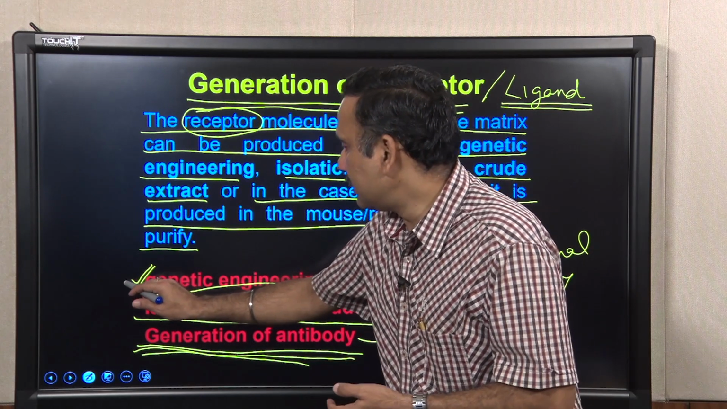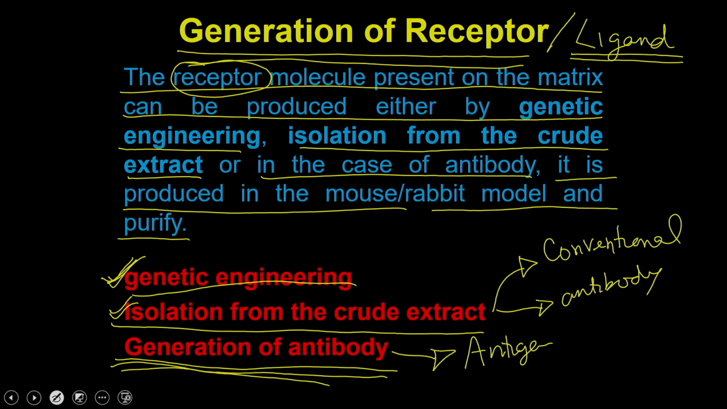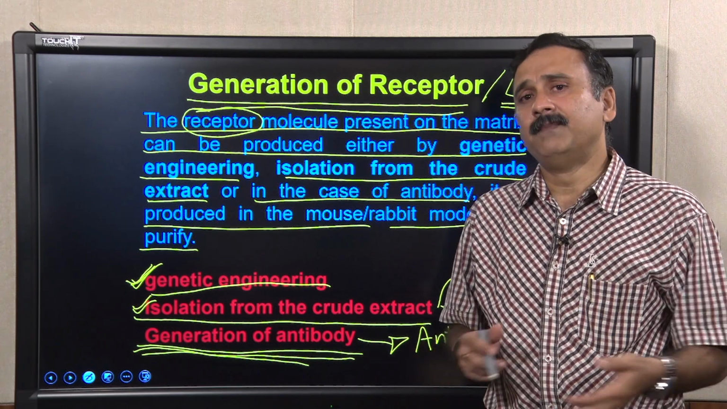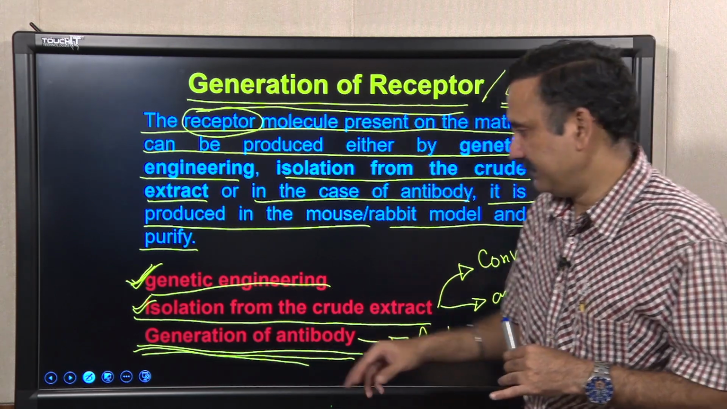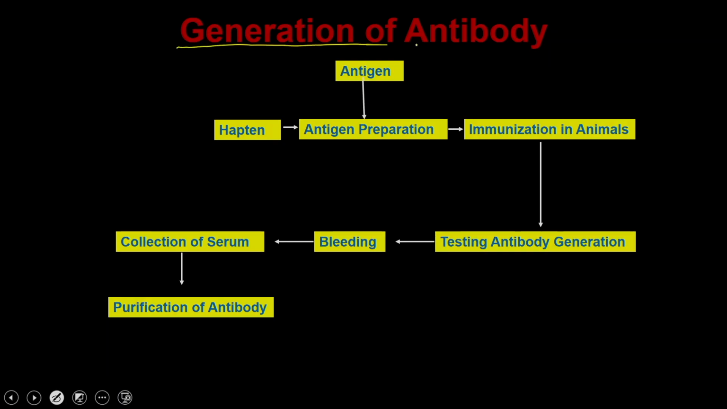Recombinant DNA technology, genetic engineering and isolation is what we have already discussed in other courses. So, we are going to discuss the generation of the antibody. The generation of antibody is a multi-step process, where the first thing you require is the antigen.